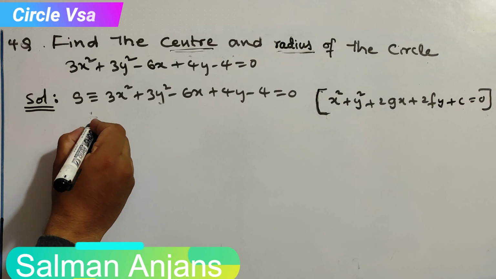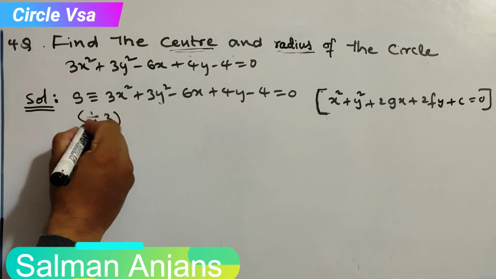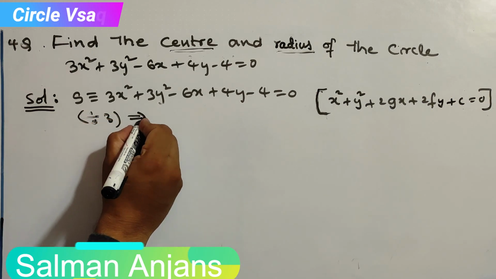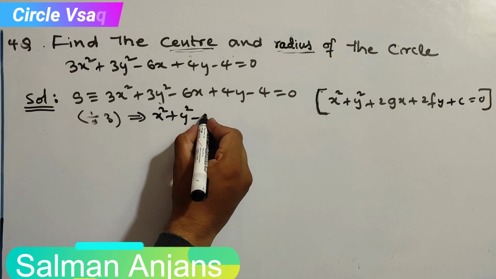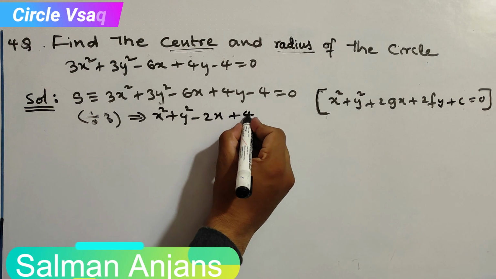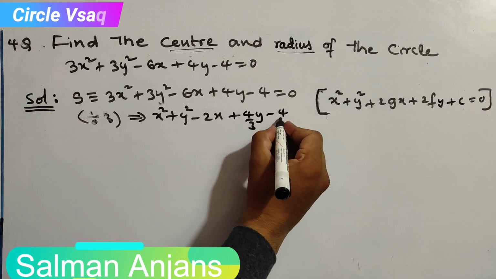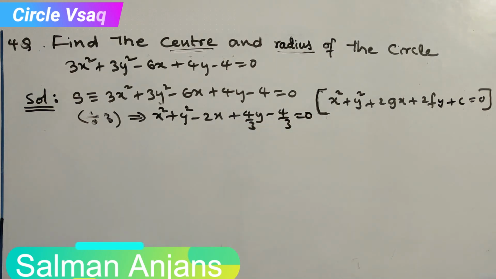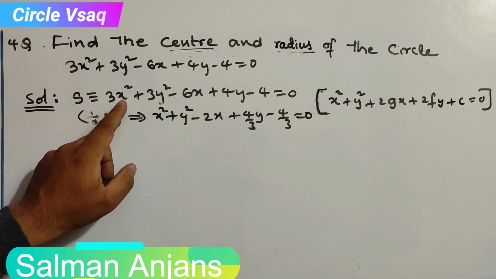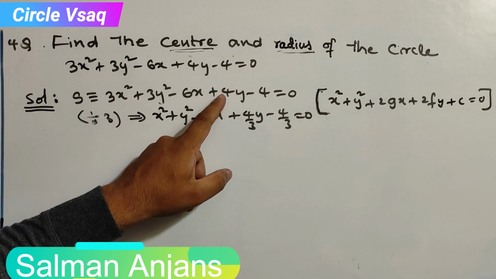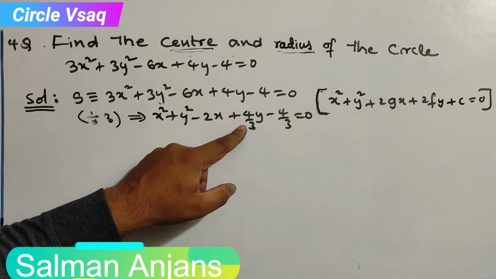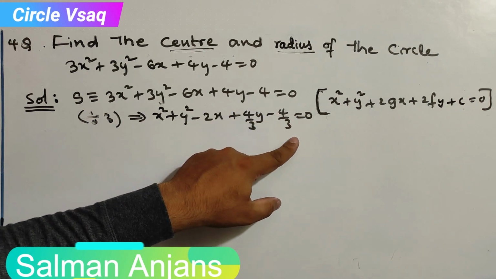If you divide by 3, the given equation becomes x² + y², 6 by 3 is minus 2x, this 4 by 3 y as it is, minus 4 by 3 equals 0. If you divide by 3, 3 cancels, x², 3 cancels, y². 6 by 3 is minus 2x, plus 4y by 3 is 4y by 3, minus 4 by 3 equals 0.